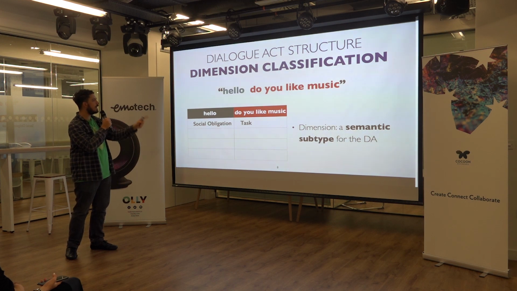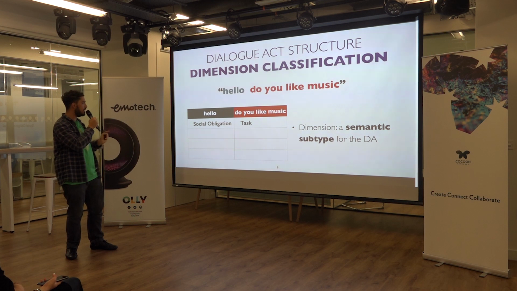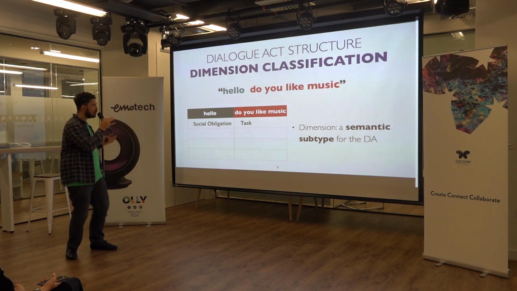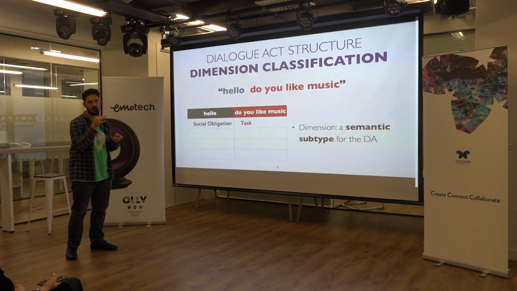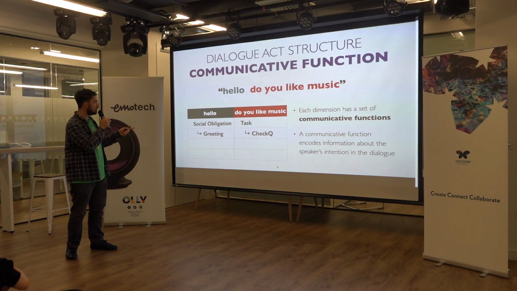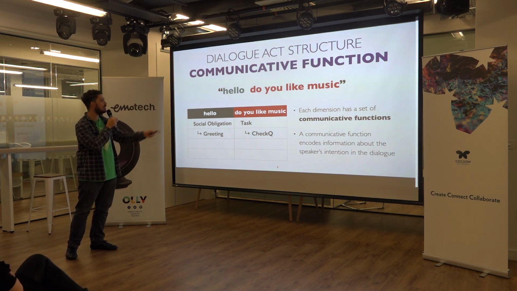Then we need to identify the dimension of the segment. In this case, the user is giving a social obligation, so it's a salutation, and he's trying to perform a task, more specifically a question. The next step is identifying the specific function, which is, as I said, a greeting and a question.